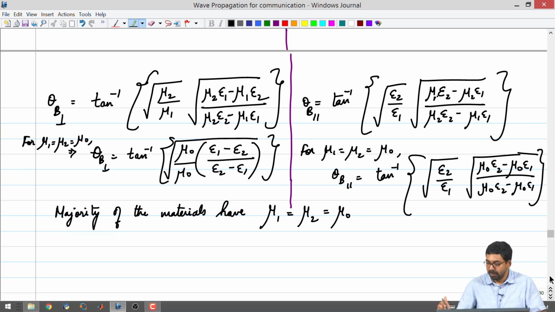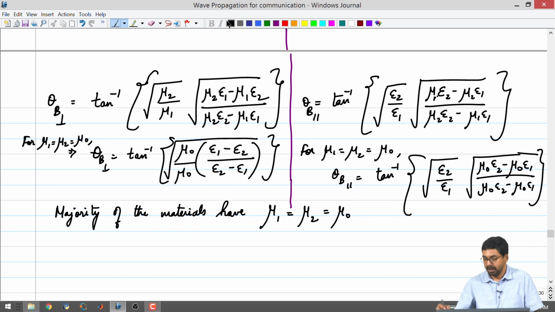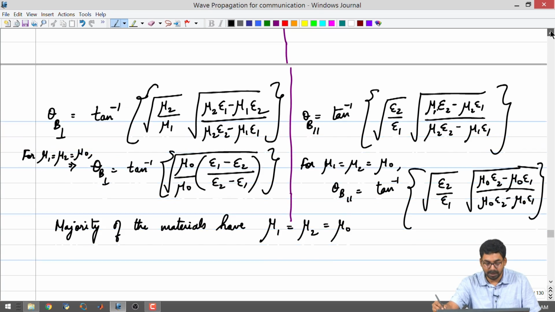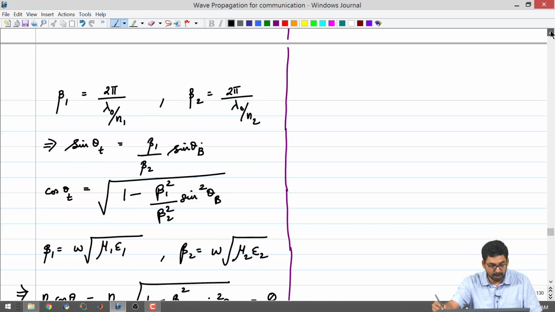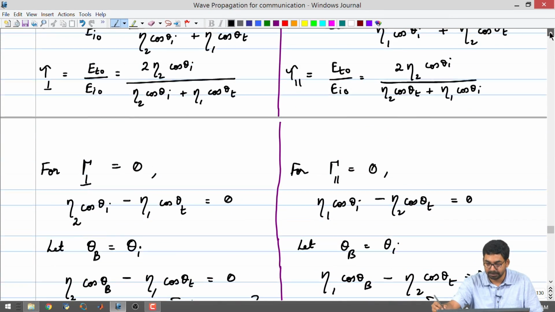Now, we have to proceed and patch up a few things with respect to our understanding. The first and foremost thing that we can do is look at the reflection and transmission coefficient expressions.